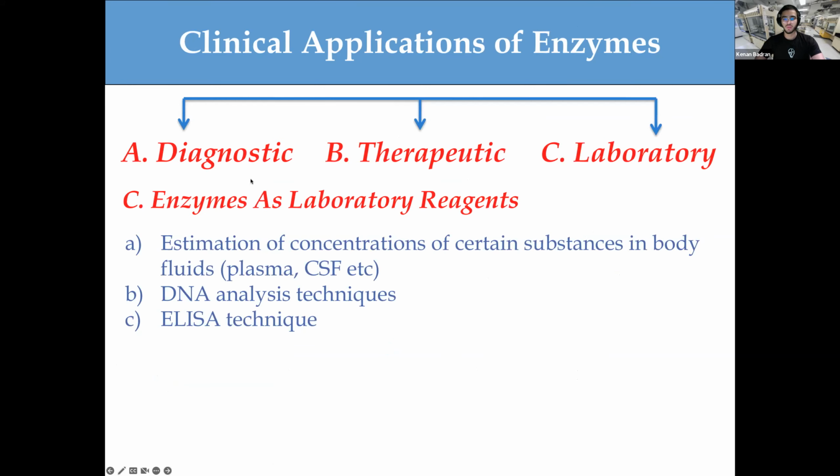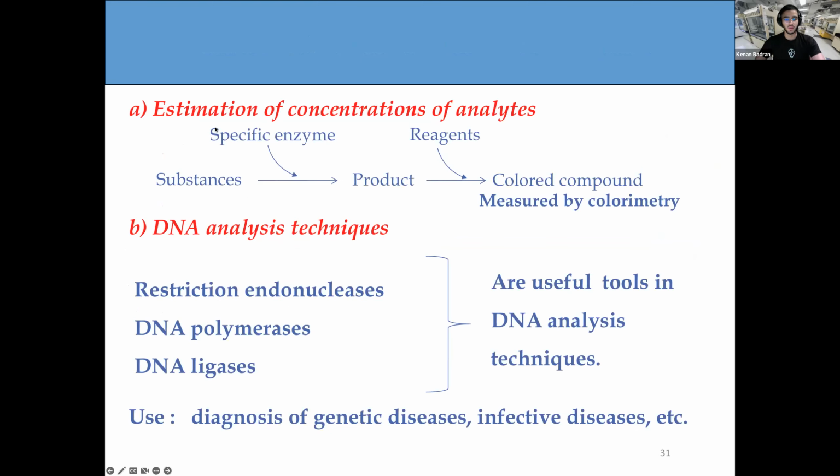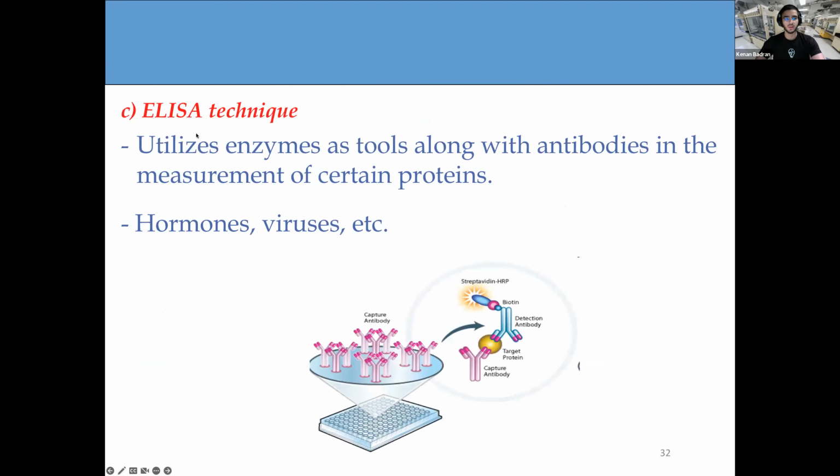And lastly, I'm going to go over these really quickly because you already covered these: enzymes are used as laboratory reagents, such as for estimation of concentrations of substances, DNA analysis, or the ELISA technique. In the estimation, you can use chromogen reagents by checking the colorimetry, or for analysis by PCR, you need DNA ligase, polymerase, and restriction nucleases. And why do you need DNA analysis? To diagnose genetic diseases or infectious diseases. ELISA is used to check for antibodies, hormones, and viruses.